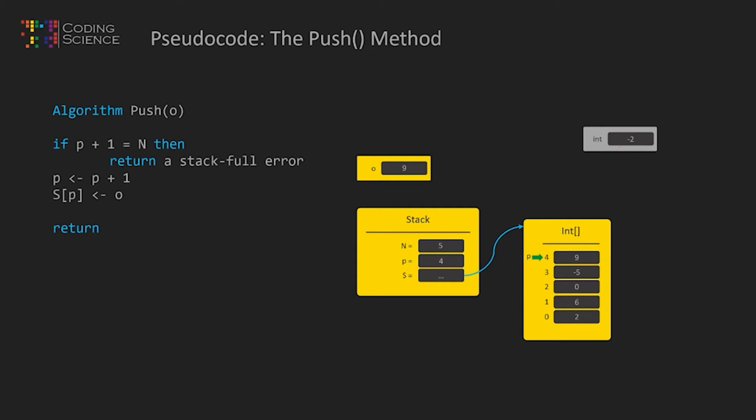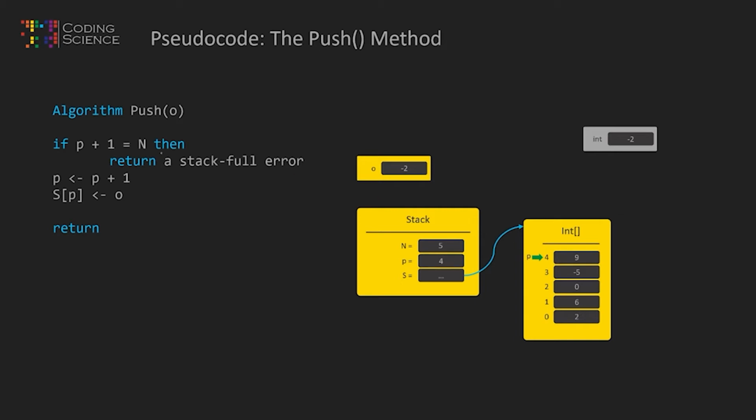So let's do this. We push the number minus 2, the integer minus 2, into our stack. So O takes the value minus 2. Fine. So now we do our check. If P plus 1 is equal to n, so P is 4 plus 1 is 5. And this time it is equal to n, which is 5. So 5 equals 5, that is true. So what now? Well, we'll do this line here. You see the line has a return. That means that this will not be executed. We will, after doing this, actually exit the method. So this will not be done, and there will be no changes done to the stack.